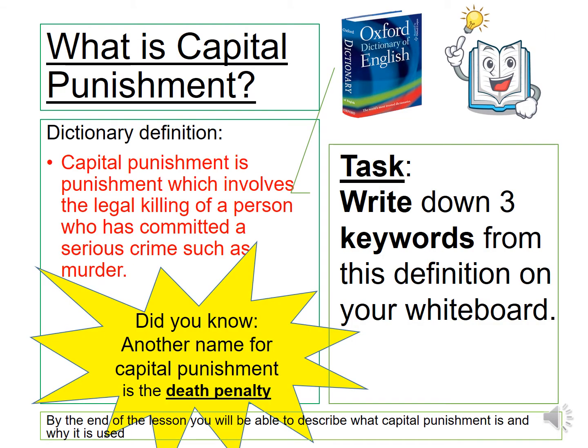The definition of capital punishment is the punishment which involves the legal killing of a person who has committed a serious crime such as murder. Now your task is to write down 3 keywords from this definition on your whiteboard. Can you find 3 keywords for me, please? Did you know that another name for capital punishment is actually the death penalty? So you might have heard of this already.